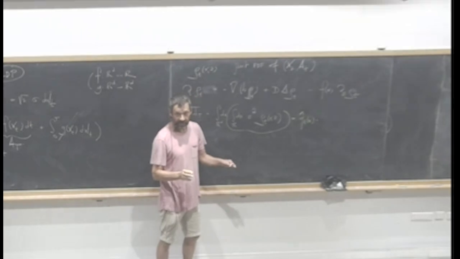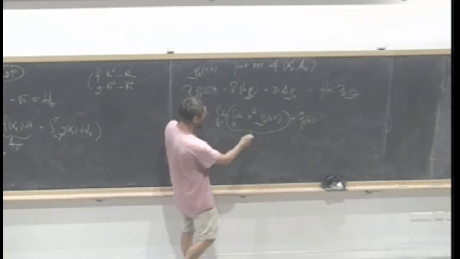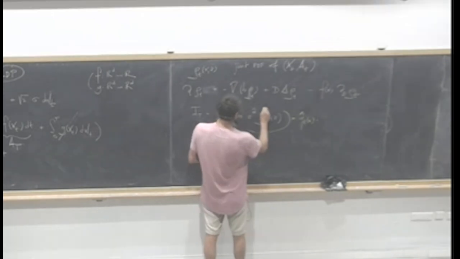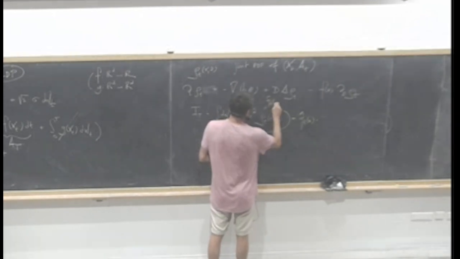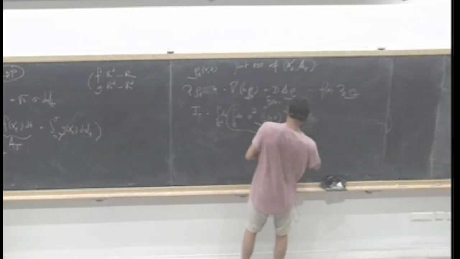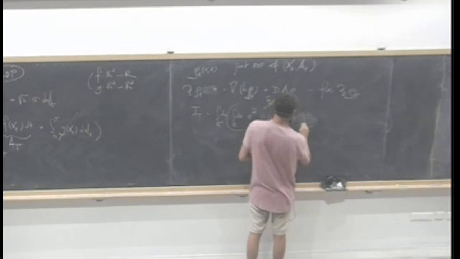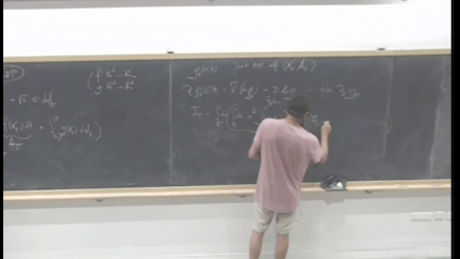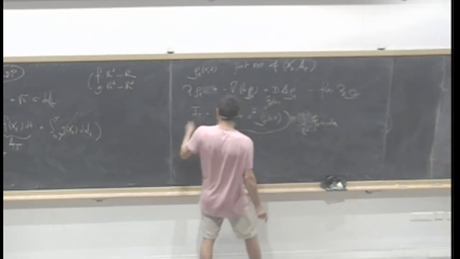So it's not a PDF. It's positive, but it's not a PDF. It's positive because this is positive. But if I define q hat of x, now we have the identity that I is just the integral of that guy.